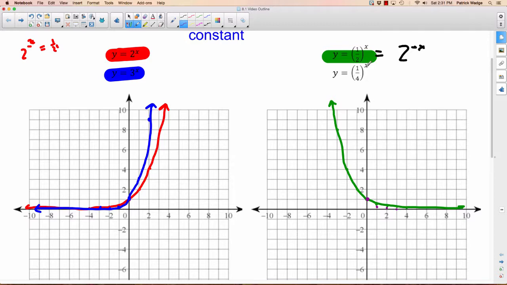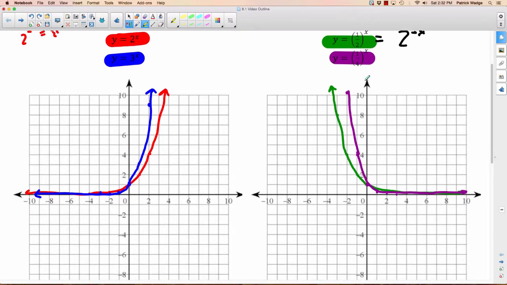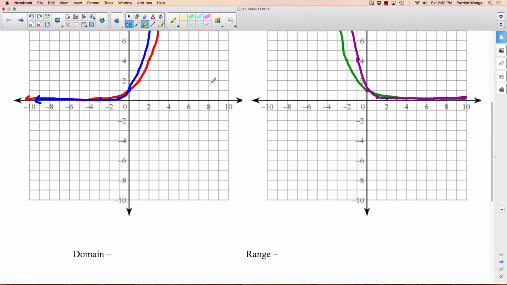If you put negative 1 in here, this would flip. You'd get 4. You're all the way up here already. If you put negative 2 in here, you'd have 4 squared, which is 16. So this goes up very fast, and it would end up looking something like this. So now that we've drawn these four, let's make some summaries here.